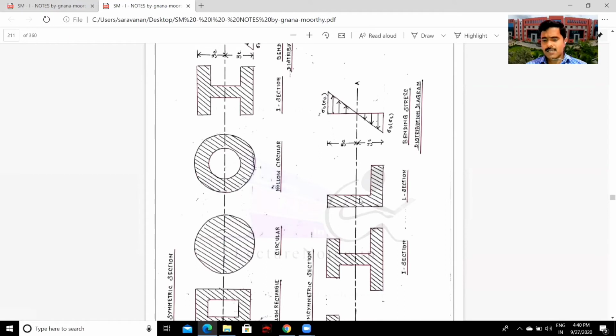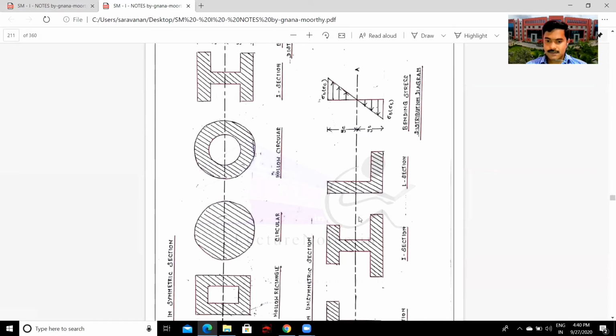you have to find. In a symmetrical section, the neutral axis will be at the CG, the center of gravity. But in an unsymmetrical section, you can't find the neutral axis at the CG. At the neutral axis, the bending stress will be 0. After that, the stress will increase gradually on the compressive side as well as the tensile side.